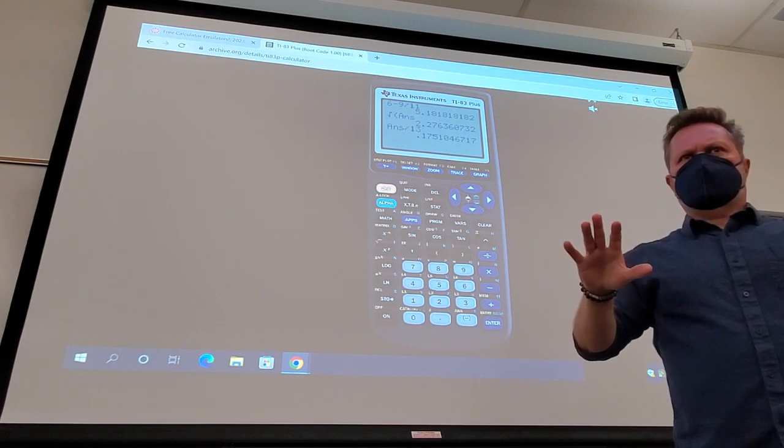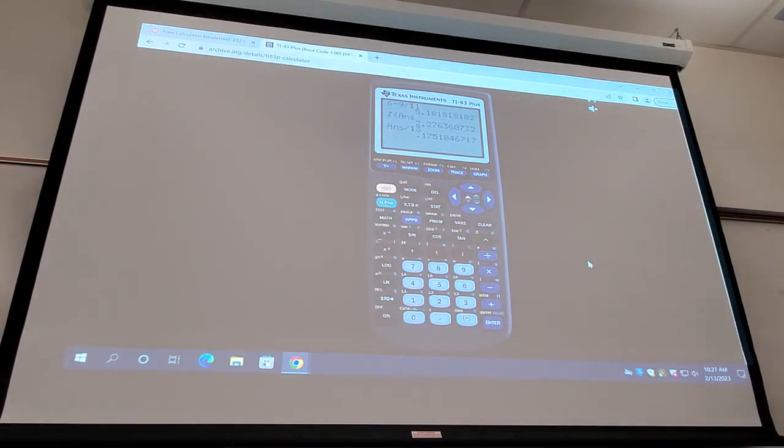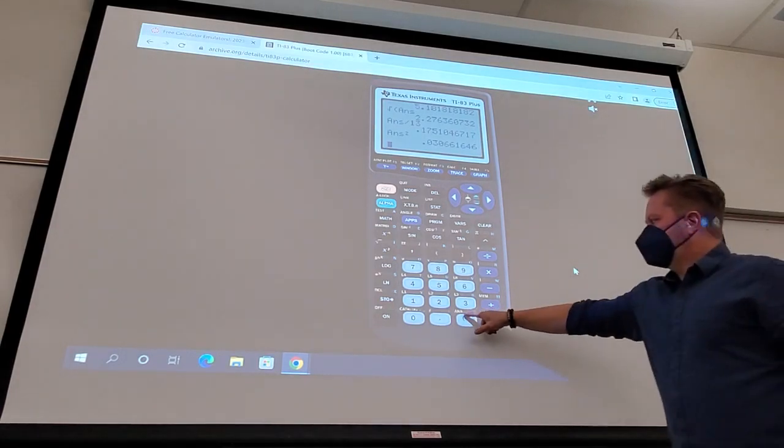Everybody good? So if I just hit the square button right there, it assumes you want to square the last thing that was on the screen. You can do it. There we go. Okay, I love it. So that's pretty cool. This little button, we can control it.